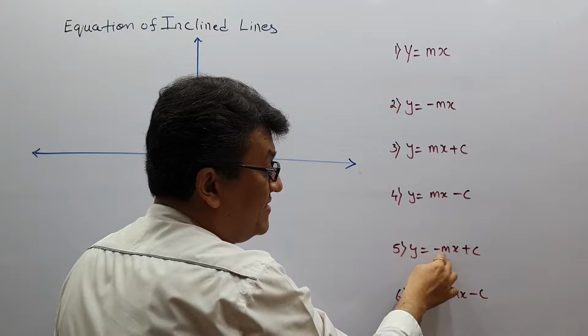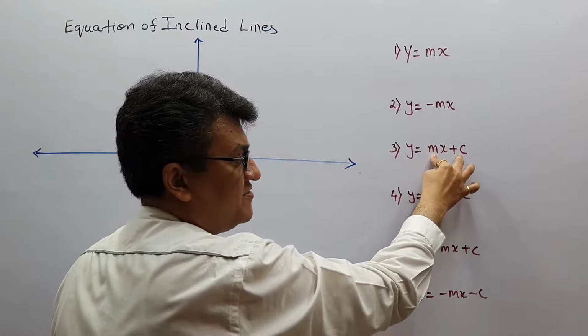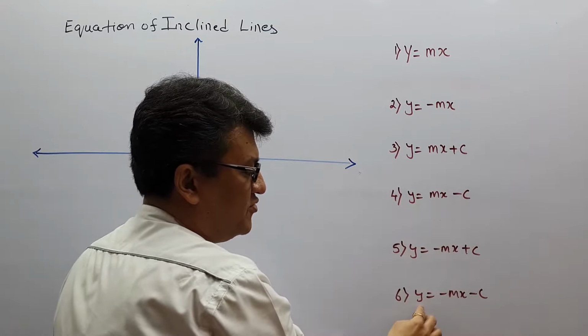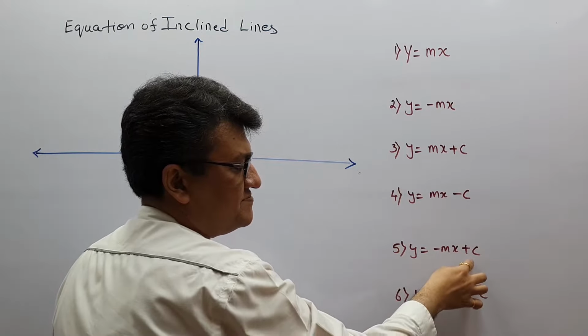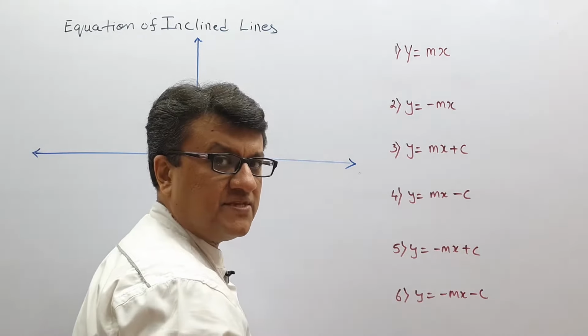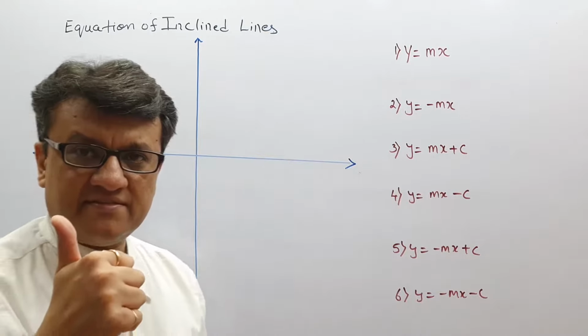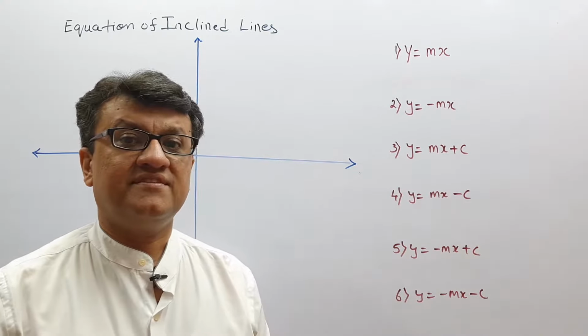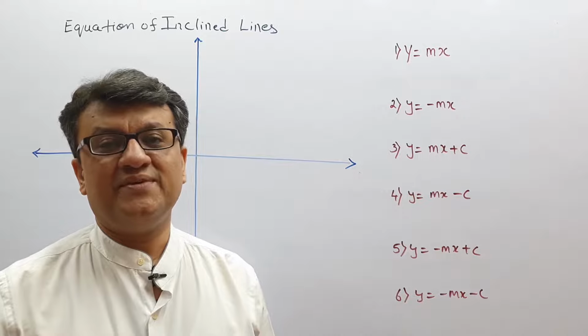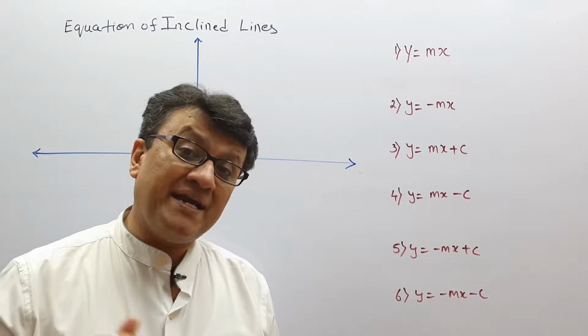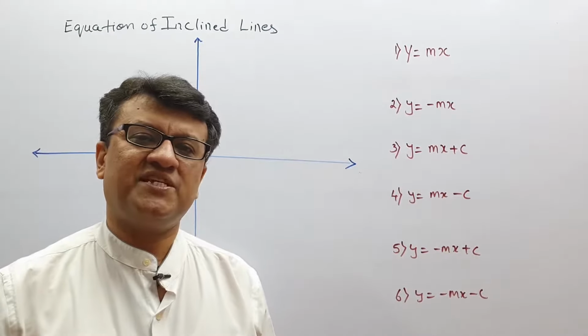Next, y is equal to minus mx plus c. So minus mx plus c. Y is equal to minus mx minus c. 6 done. Y is equal to mx, y is equal to minus mx. Y is equal to mx plus c, y is equal to mx minus c. Y is equal to minus mx plus c, y is equal to minus mx minus c.